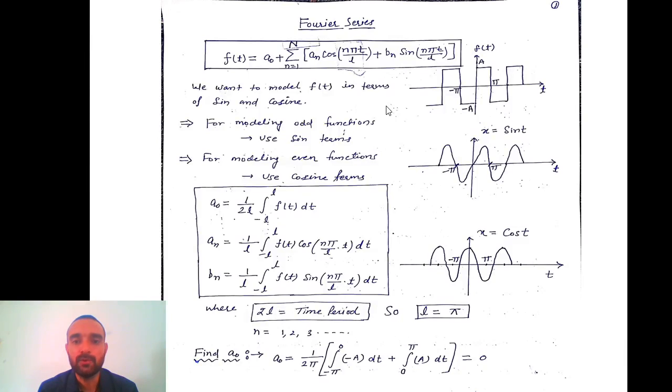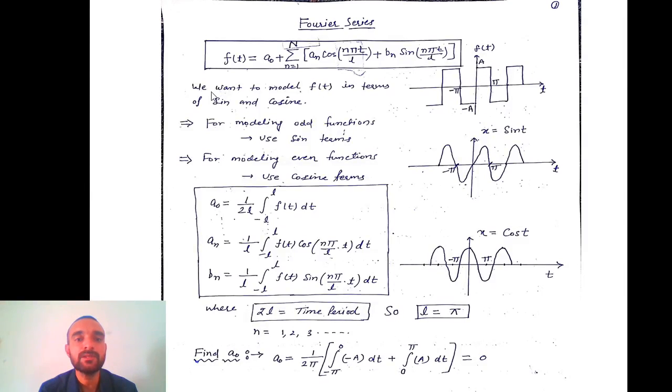For an odd signal, we are going to model this function using sin t and cos t. If we superimpose sin t and cos t on this f of t, we can see that this signal looks like sin t. It doesn't look like cos t. So we will use sin t, as it is the sine function, to model this f of t.